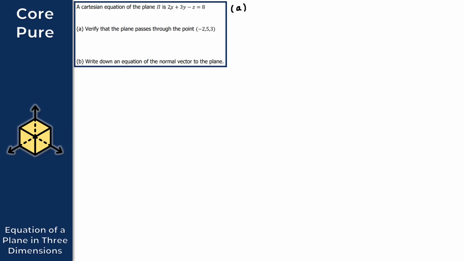So for part A, we get 2 lots of x, so 2 lots of -2. We then get 3 lots of y, so 3 lots of 5. And then finally minus z, where z is equal to 3, so -3. Now let's simplify this and see what we get. 2 lots of -2, we get -4. 3 lots of 5, we get 15. And then -3. Okay. Well, clearly 15 minus 7, we get 8 as required.